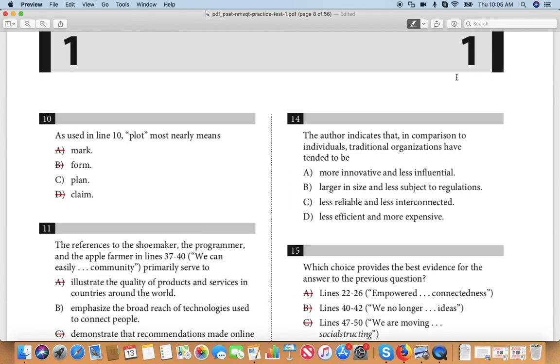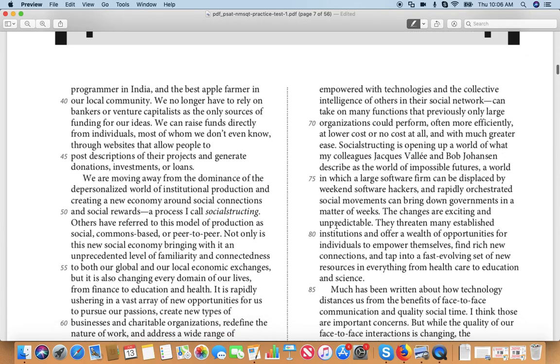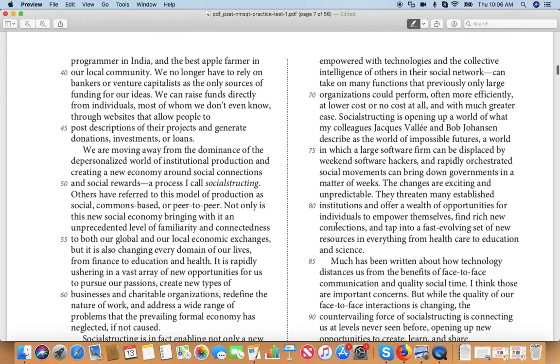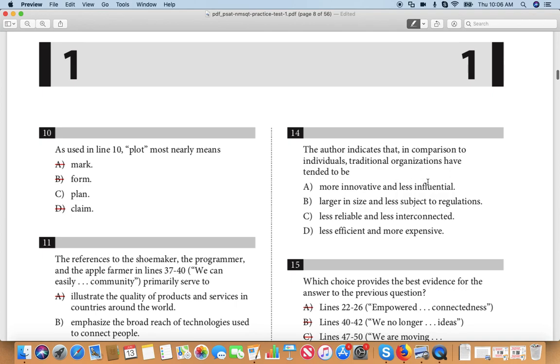Yes. So let's look at answer D again. Does the author indicate that in comparison to individuals, traditional organizations have tended to be less efficient and more expensive? It was talking about it. At the very least, we see direct references to those ideas. I don't remember anything about them being reliable or unreliable. I still remember no discussion about regulations or innovation or certainly the influence of the organization. But there's discussion about efficiency and cost, at the very least.